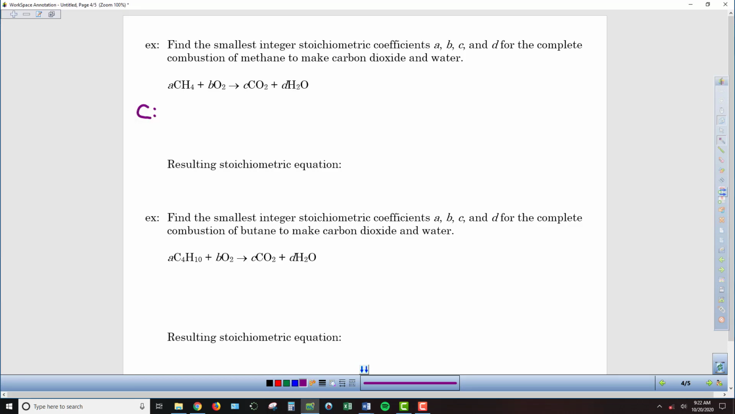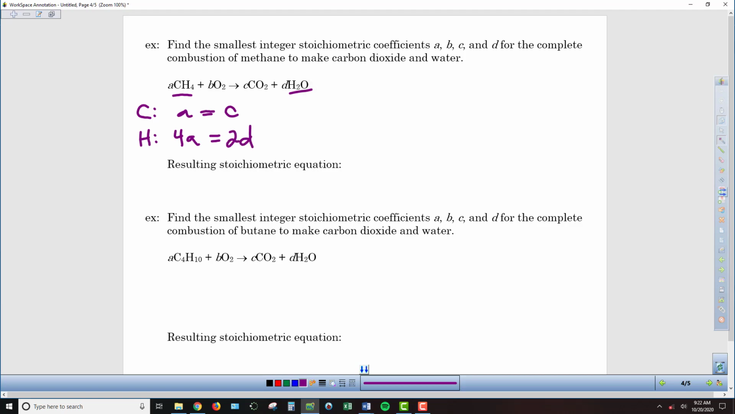On the left-hand side, I have just A for the carbon, and on the other side, I have C for the carbon. So that's my first equation. For my second equation, I can go through the hydrogen, so I've got A times 4 from the methane, so 4A, and on the other side of the equation, I've got hydrogen present in the water, so that's going to be 2 times D.